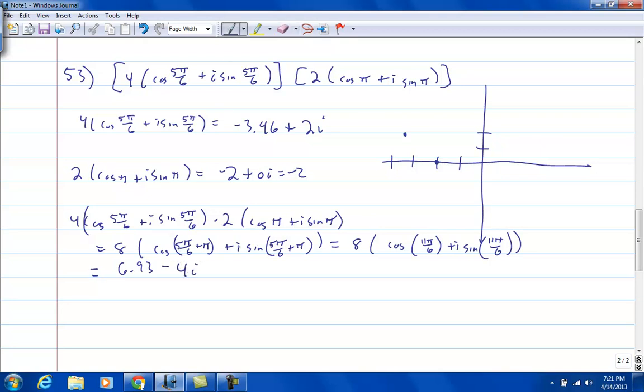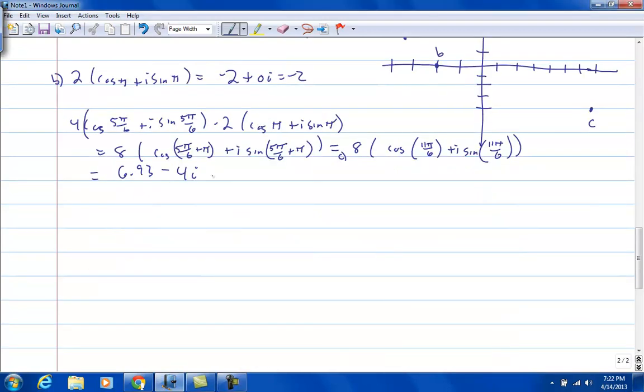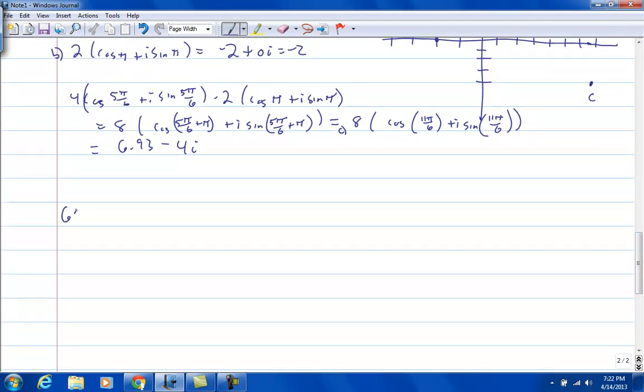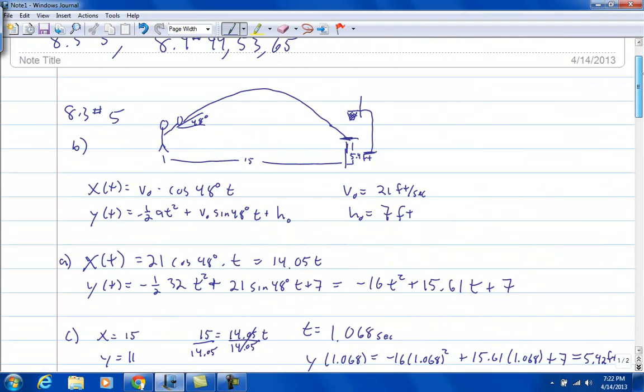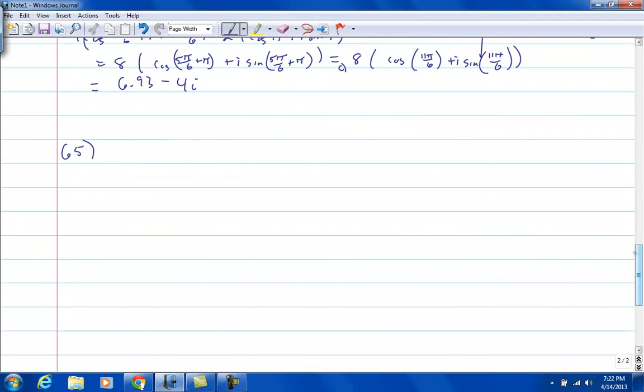I. So this will be over here at, let's see, 1, 2, 3, 4, 5, 6, 7. The scale is not quite the same. 1, 2, 3, 4. So I'd say somewhere down here. Okay, and I went ahead and labeled these A, B, and C. So our last problem is 65, I believe. Okay, so 65 says find the fourth roots of negative 1.